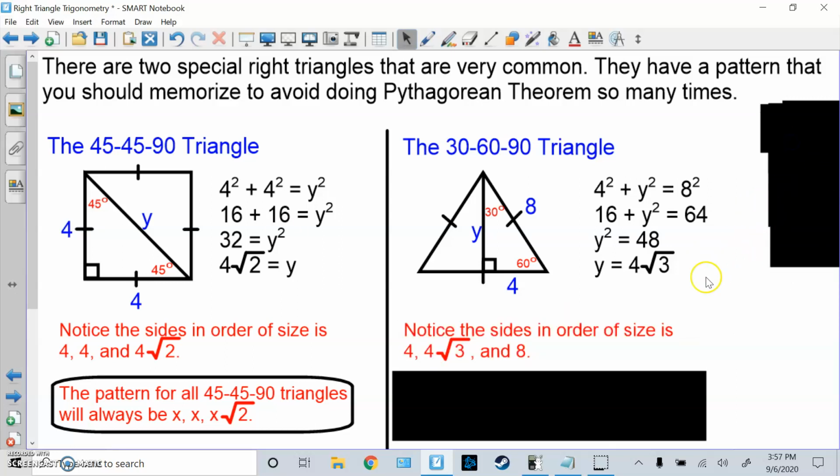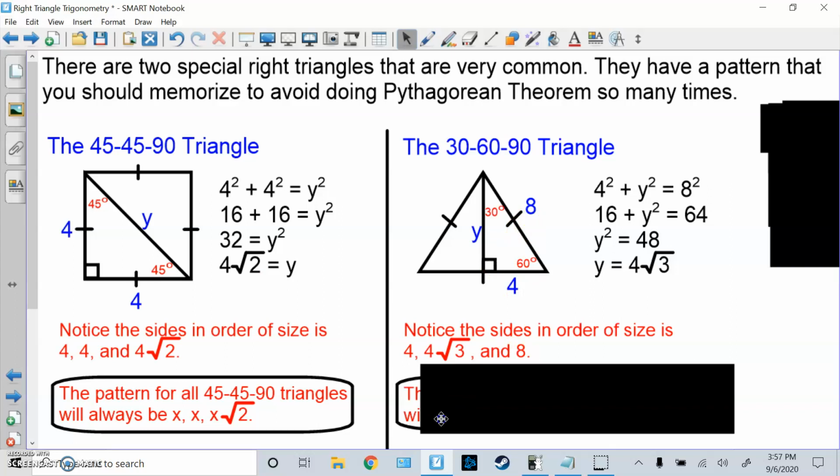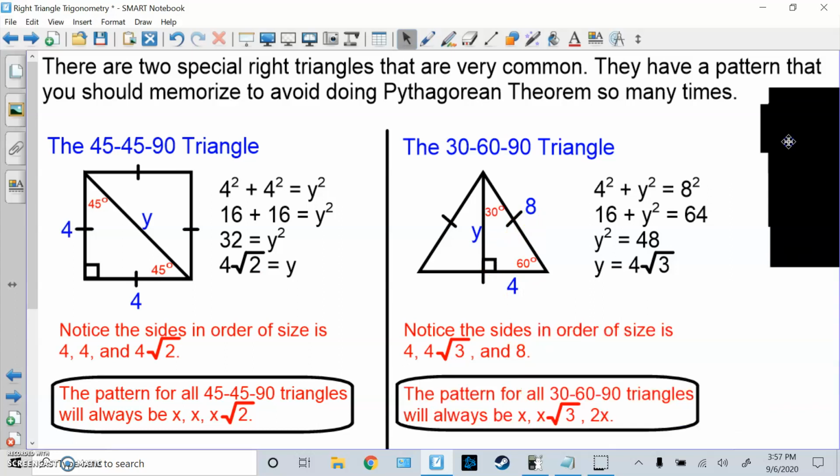But here, notice that the sides in order of size are 4, 4 root 3, 8. So 4 goes with 30 degrees. 4 square root 3 goes with the 60 degrees. And then 8 goes with the hypotenuse. Alright, that pattern holds true for all 30-60-90 triangles. This turns out to be x, x root 3, 2x.